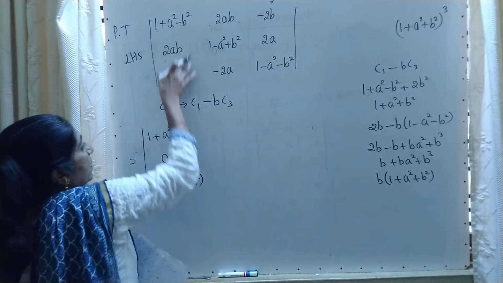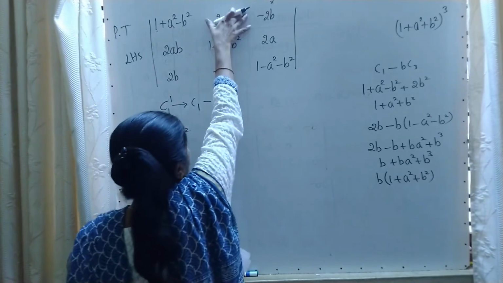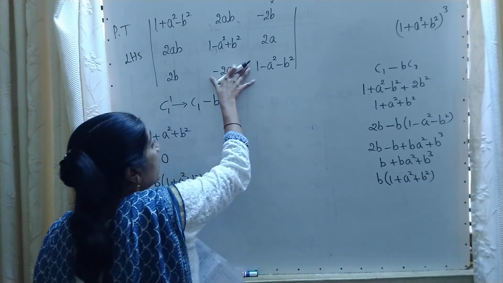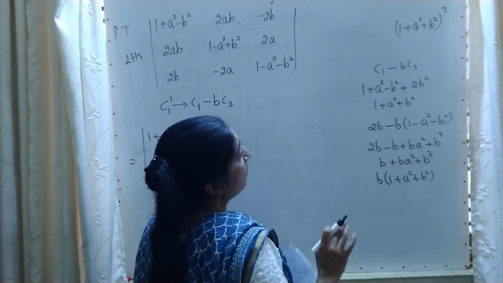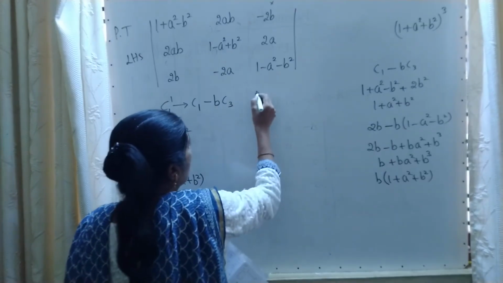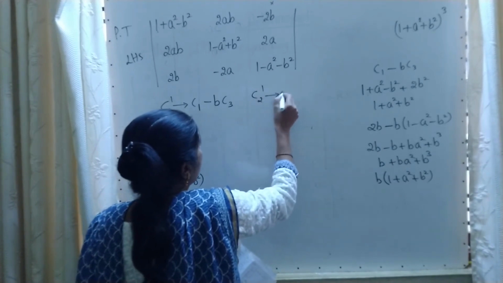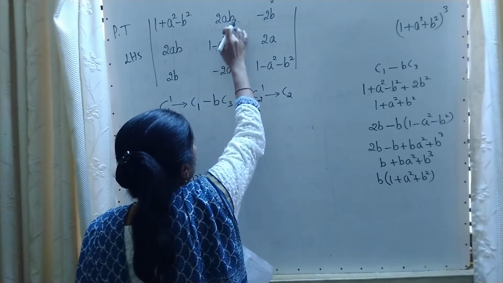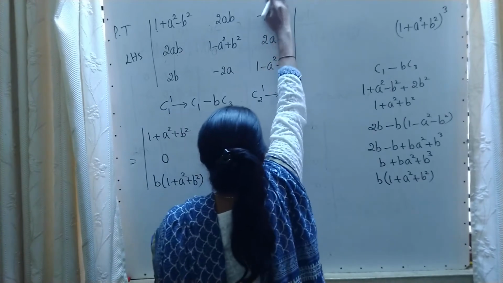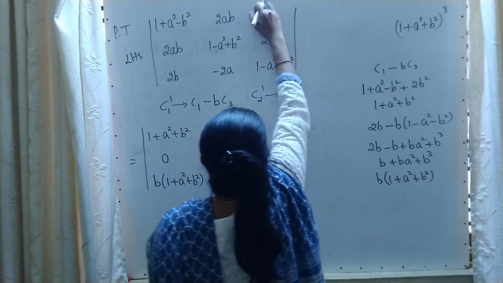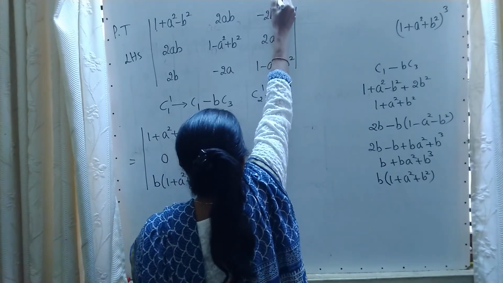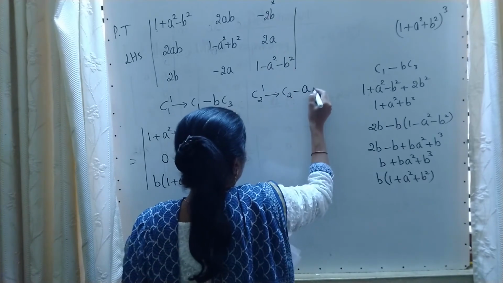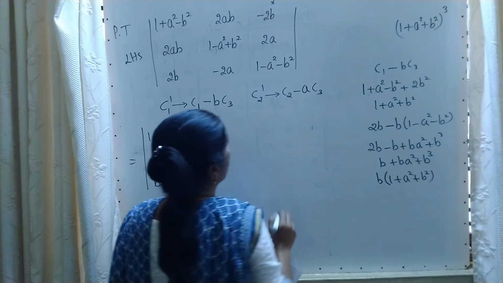So we converted the first column. Now see, like that, is it possible to get the element 1 plus a square plus b square in the second column? Yes. C2 dash is C2. Here it is 2ab, a is missing. Now rub this and write down a here. It is multiplied with a. The third column is multiplied with a.